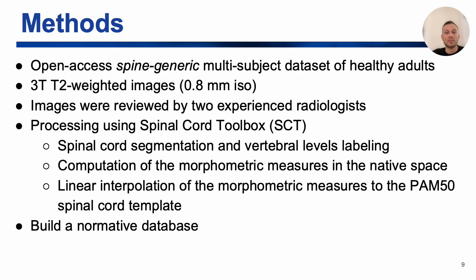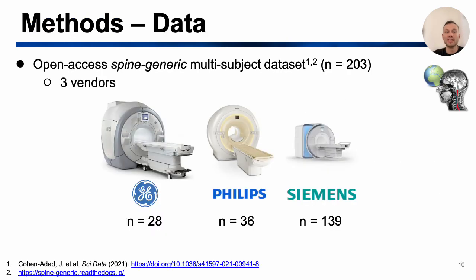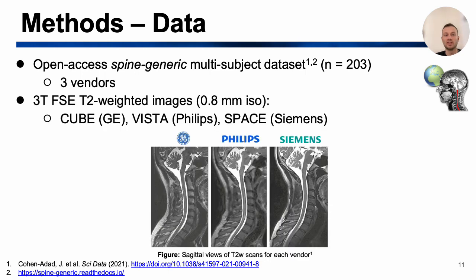Okay, moving on to the methods. We use data from the open access Spine Generic multi-subject dataset. The dataset was acquired on 3D MR scanners from 3 vendors across 42 sites worldwide. We used fast-spin echo T2-weighted images with 0.8 mm isotropic resolution.